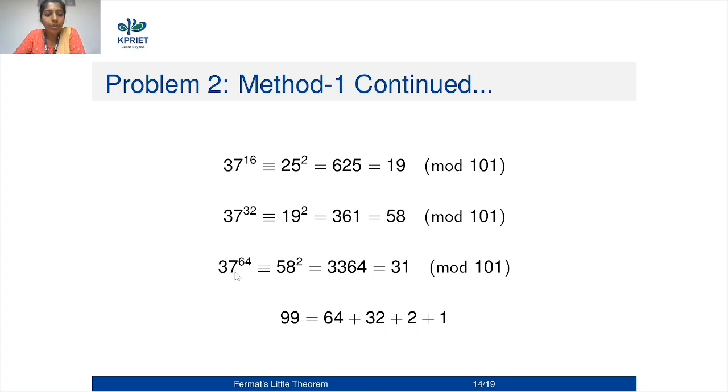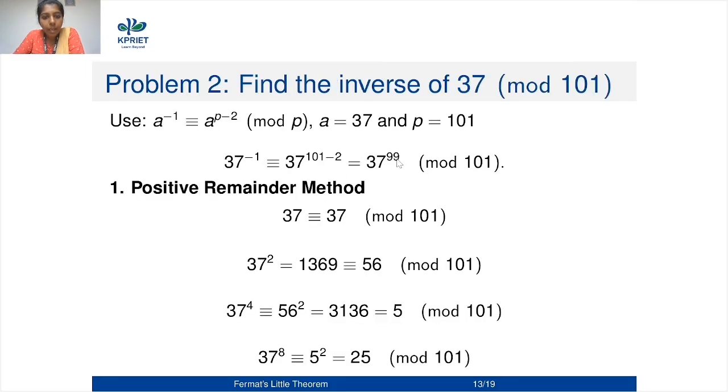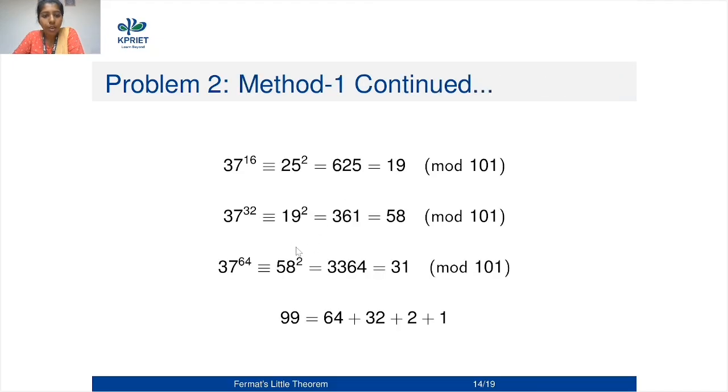Now 37 to the power of 64 is congruent to 58 squared, which is 3364, and if this number is divided by 101, I'm getting the remainder 31. Now, here you can see my aim is to reach 99. So here I have gone up to 64. Suppose I raise this power further, I will definitely get a value greater than 99.